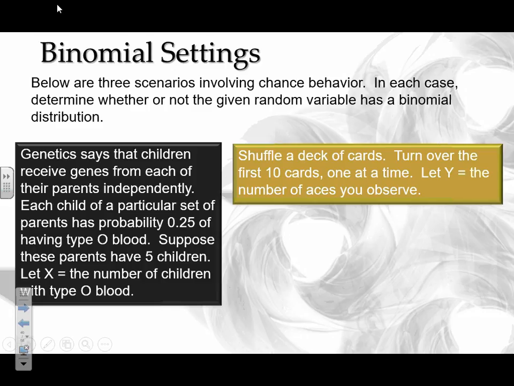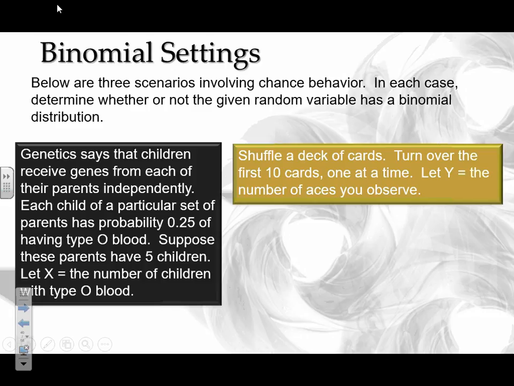So if we start through our conditions, condition number 1 is what? Only 2 outcomes. So in this case, we have only 2 outcomes. Yeah, we either get an ace or we don't, right? So we're concerned with finding aces. So either we get an ace or we don't see an ace.